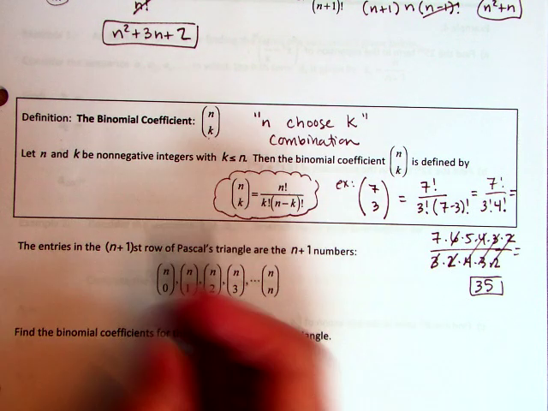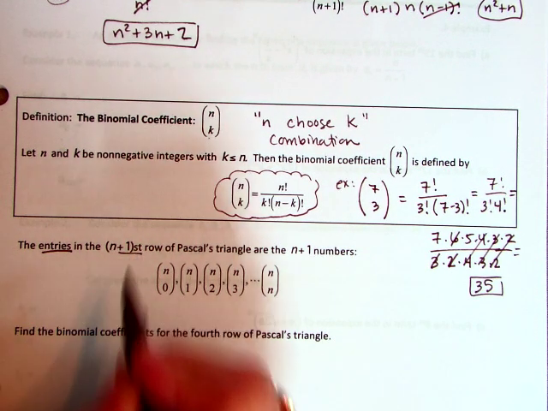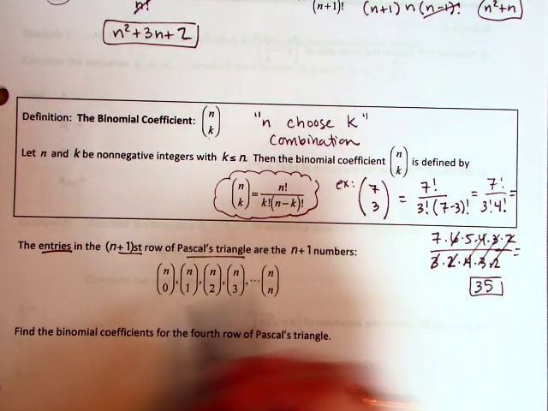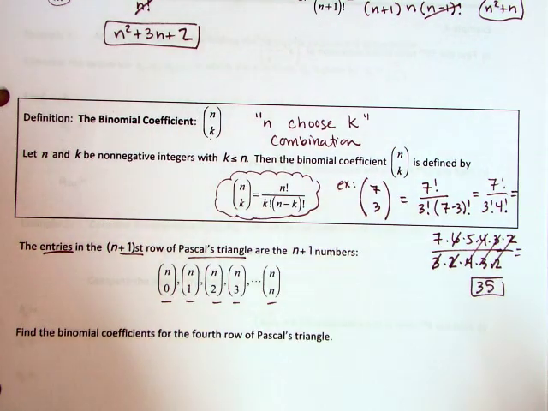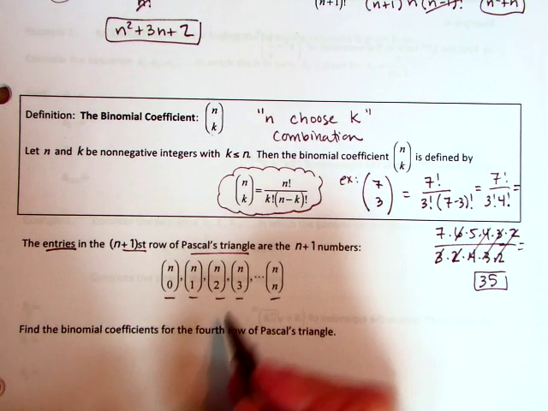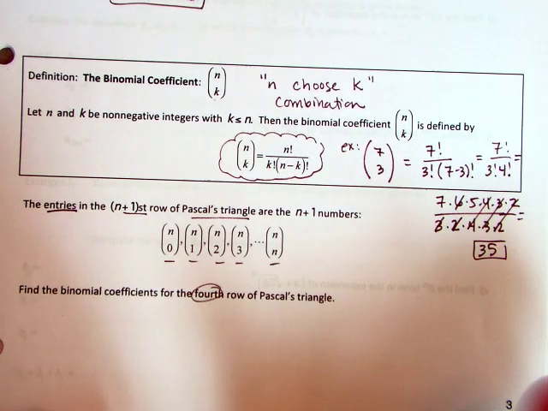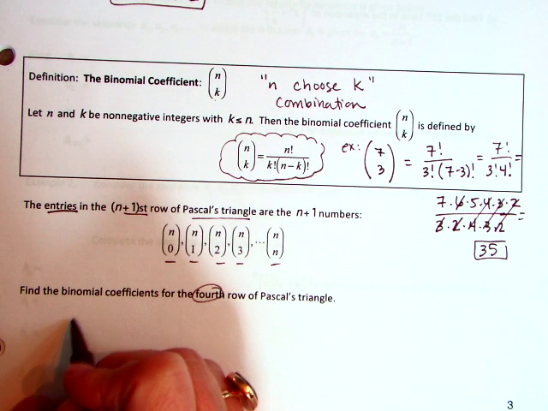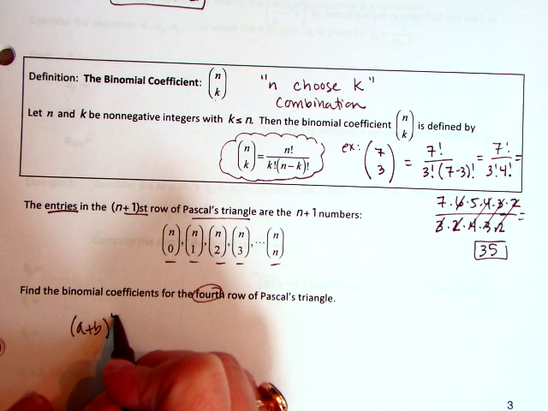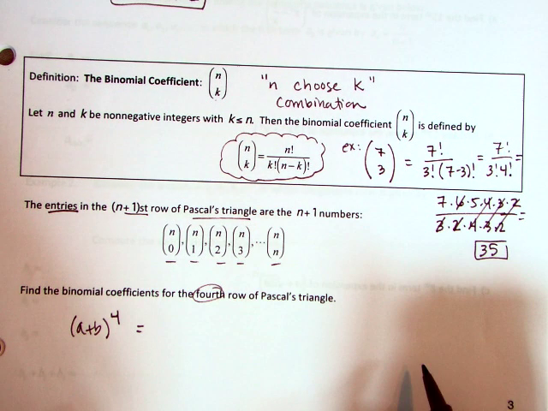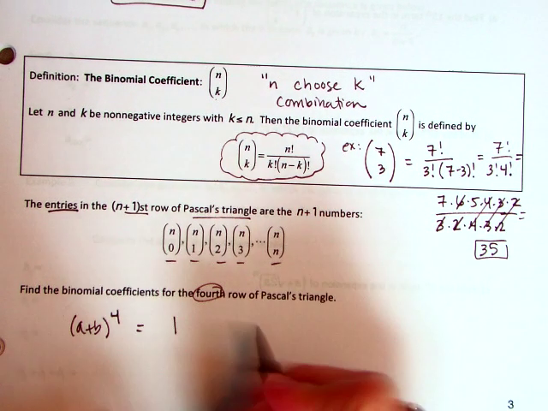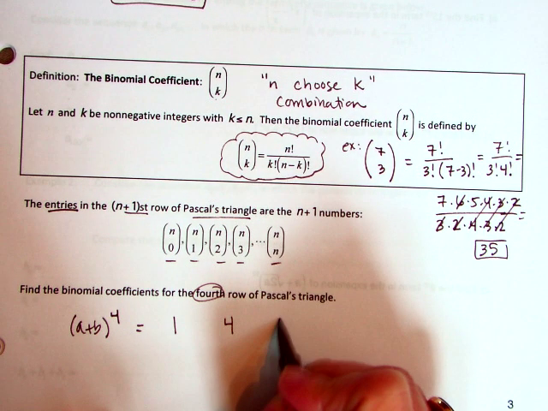So for example, find the binomial coefficients for the 4th row. It's technically the 5th row is what it really is. So what I'm saying is if I wanted to do a plus b to the 4th power, and I look at Pascal's triangle, we know we can go back. It's 1, 4, 6, 4, 1, right? I think that was what it was. 1, 4, 6, 4, 1. So that was the coefficients.